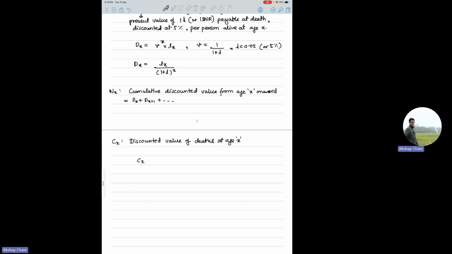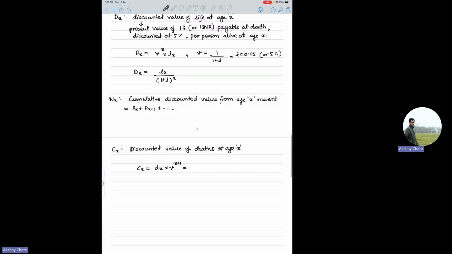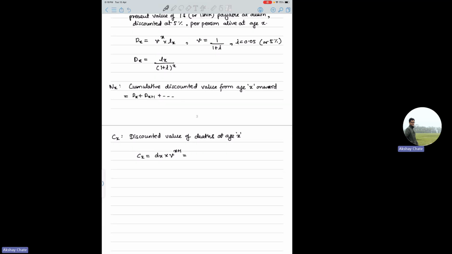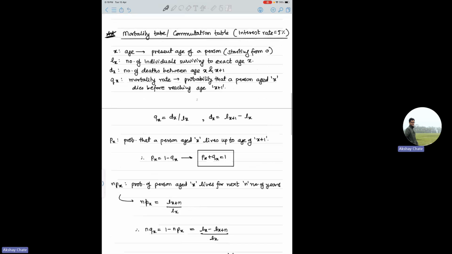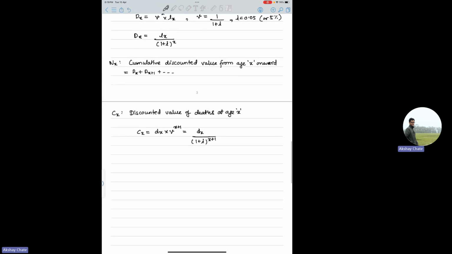So therefore, we'll directly take the formula, which is nothing but dx into v to the power x plus 1. Earlier in the case of capital Dx, we took lx. In the case of capital Cx, we are taking dx because these represent life and death. So it will be dx divided by (1 plus i) to the power x plus 1. And what is d here? d is the number of deaths between x and x plus 1. So this is the formula for Cx.